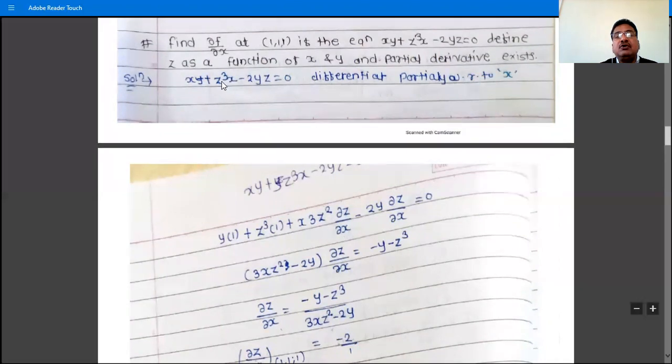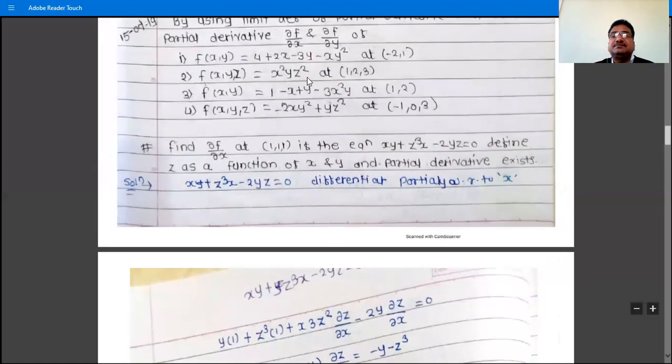It is the u into v rule, right? The derivative of x with respect to x is 1. Then the derivative of z cube with respect to x is what? It is 3z square into ∂z/∂x, because z is a function of x and y. Don't use this concept at this place.